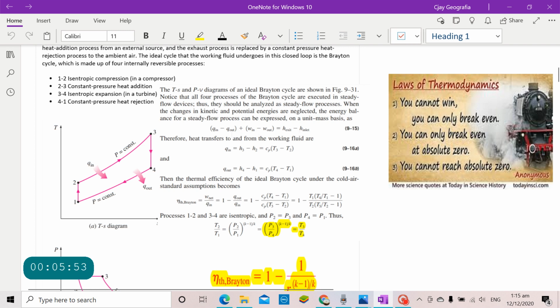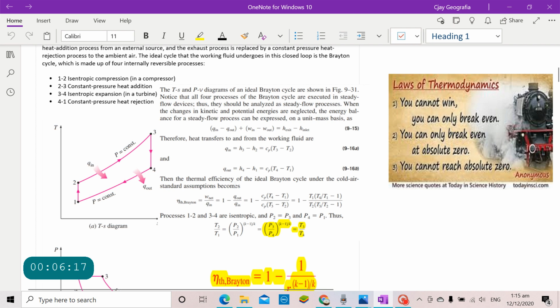So this one, the q in, which is the heat added, and the heat transfer from the working fluid, q out, are given by this formula. I will tell you later what is the meaning of these variables.